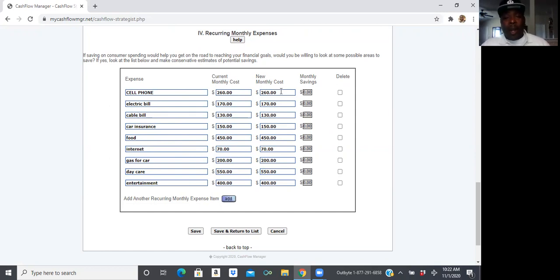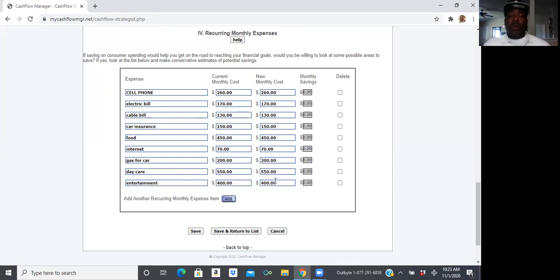Then what you will put right here is your new monthly cost. And you would do that for all of your bills. So as you start going through here, looking at your bills, especially with something like entertainment, if you notice that you're paying over $400 a month on something that falls in the line of entertainment, whether it's going out to eat, clothes, whatever the case, whatever you do for entertainment, instead of paying $400 a month, just imagine if you reduced it to $200.